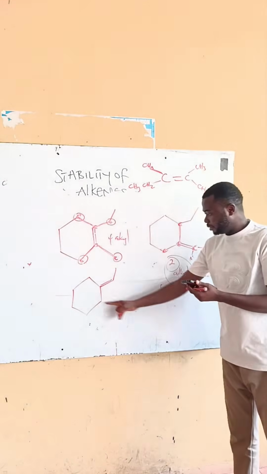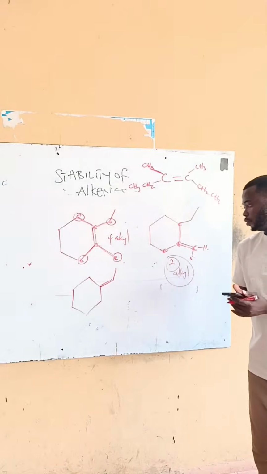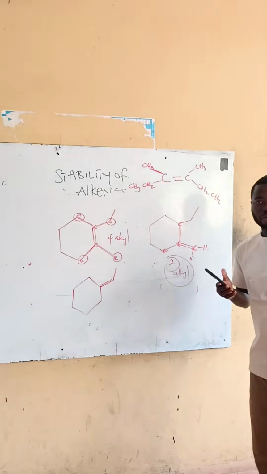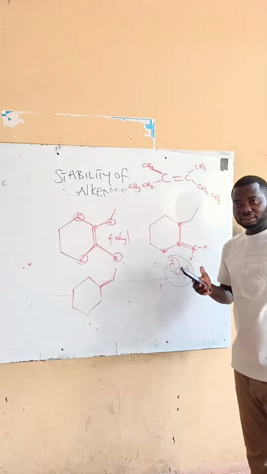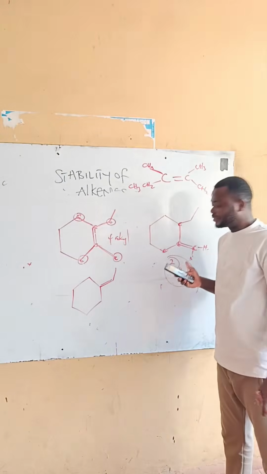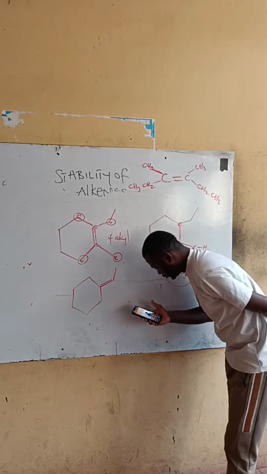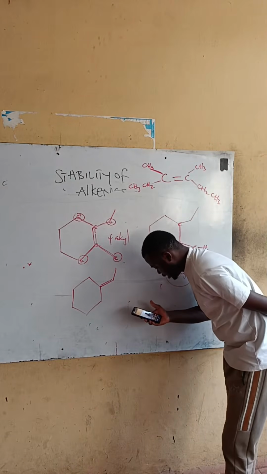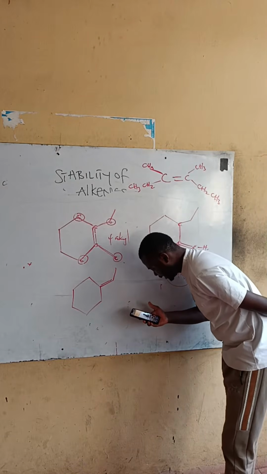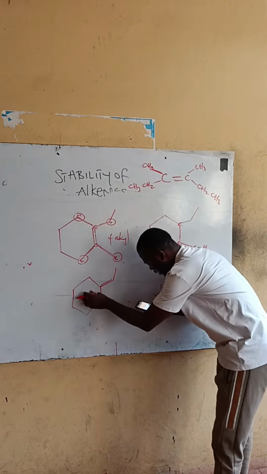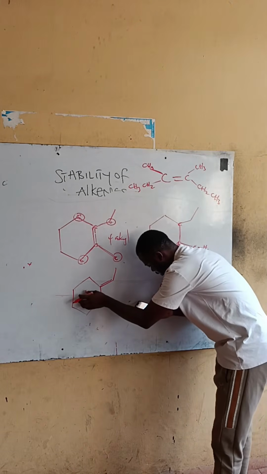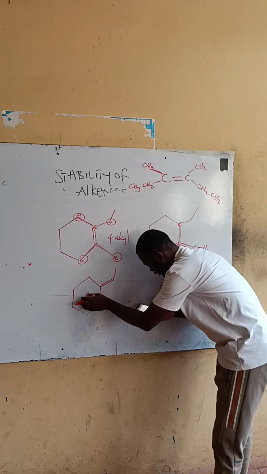Now, everybody, let's take a look at this structure. Now let's look at where's our C double bond C. Where's our C double bond C in this compound? I want to see the C double bond C.